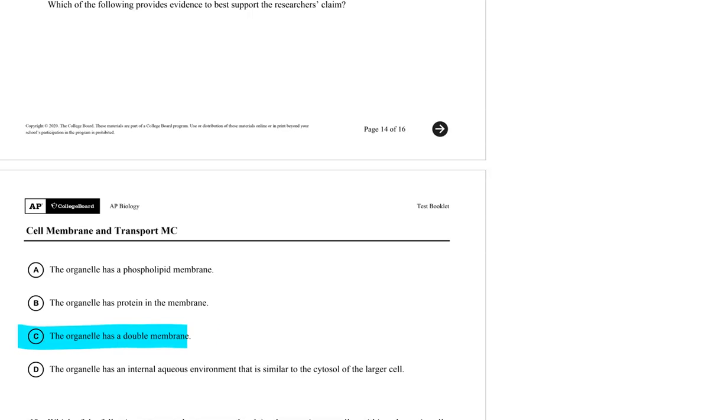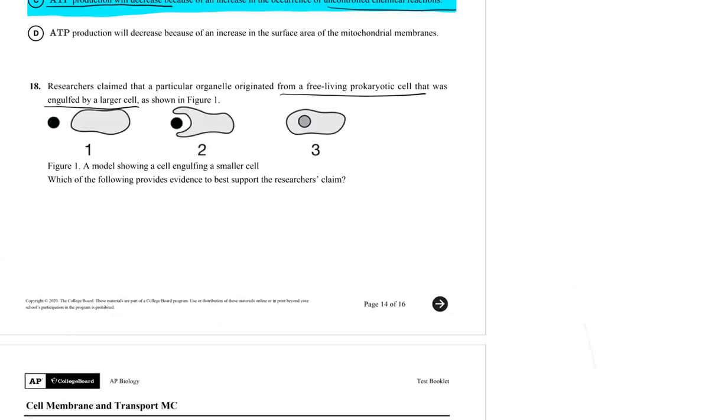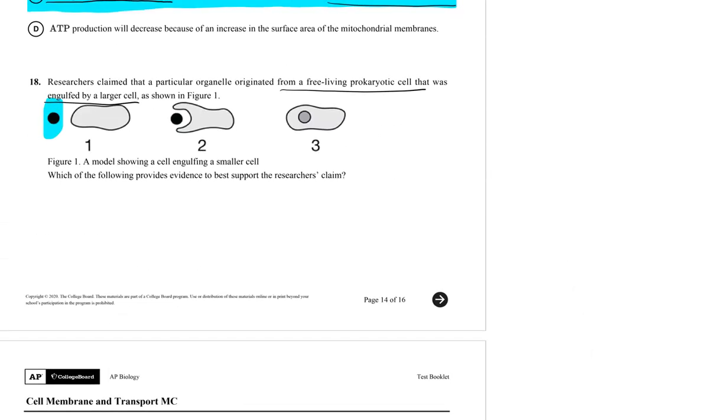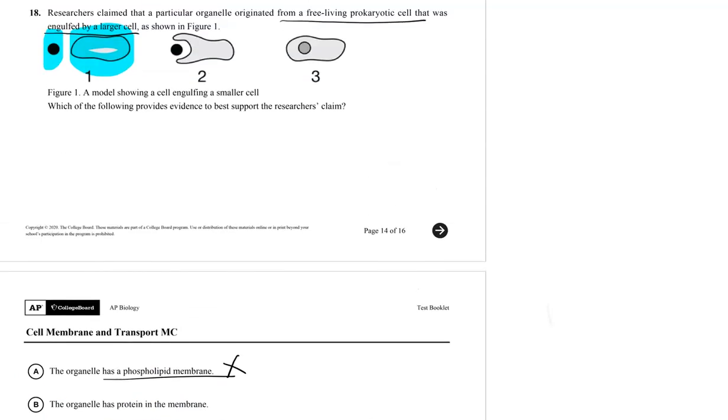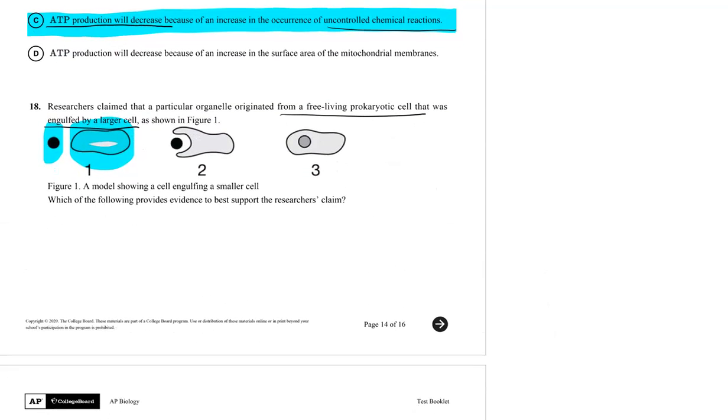It is C, that the organelle has a double membrane, right? If it was an organelle that was engulfed by another cell, it's going to have two membranes around it. So having that double membrane is the correct answer. There are a lot of organelles that have a phospholipid membrane around them, so that's not unique to the organelles that they're looking at. What organelles are they looking at that this happens to be? What are the two organelles that provide evidence of the endosymbiotic theory?